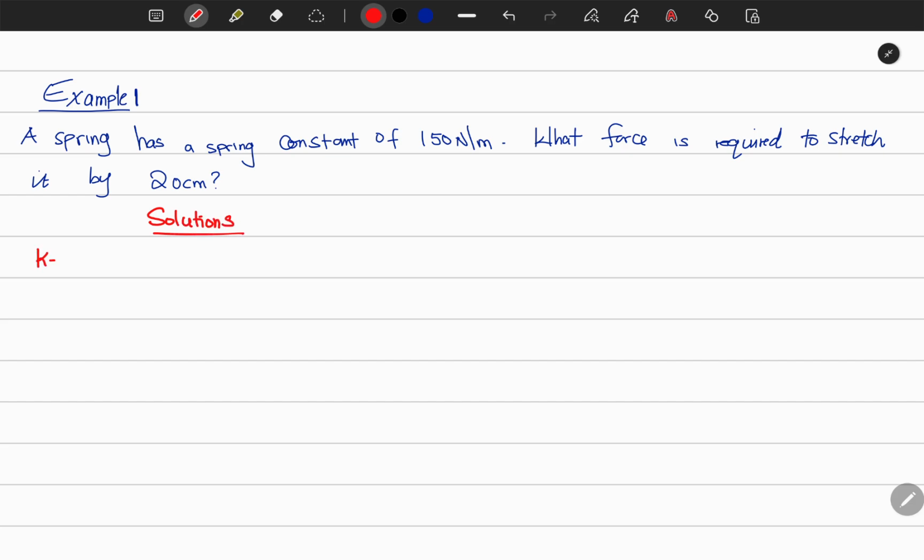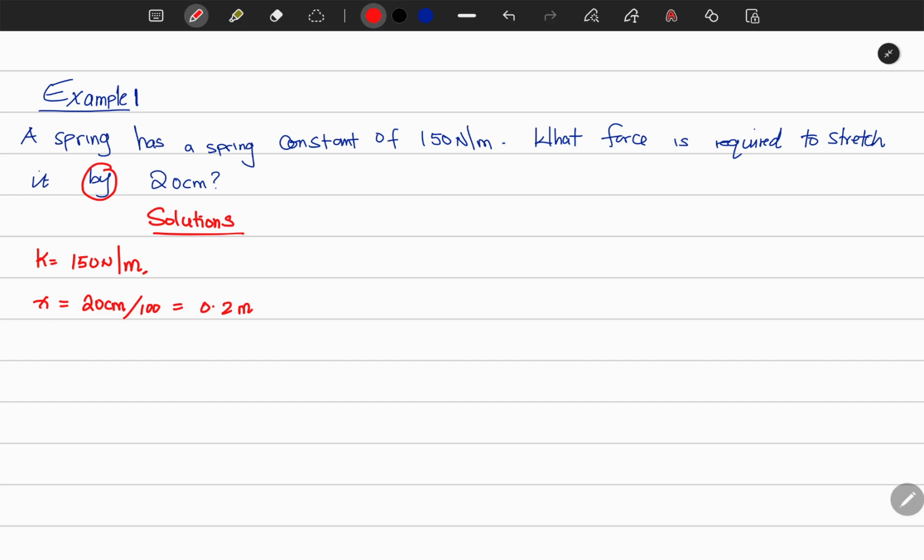So the K in our case is 150 newton per meter. Then, when they use the word "by", it means that's the same extension. But when they say "to", don't even dare take that as a constant. All right, extension. So we need to convert this one to meters. By dividing by 100, we get 0.2 meters because we have meters there.